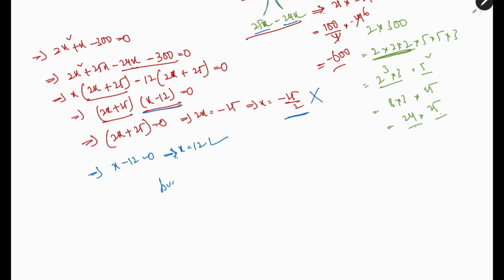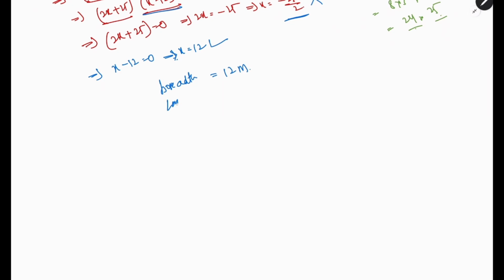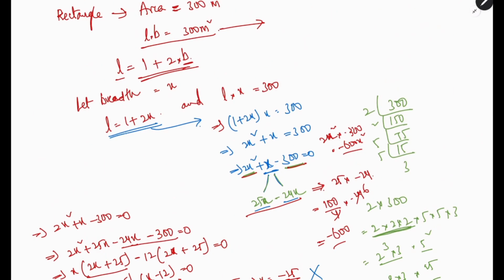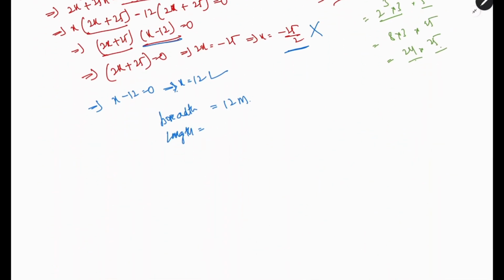So breadth of the prayer hall equal to 12 meters. And what is length? Length equal to 1 plus 2x. That is 1 plus 2 into 12. 1 plus 24, that is 25 meters. So therefore, length equal to 25 meters and breadth equal to 12 meters.